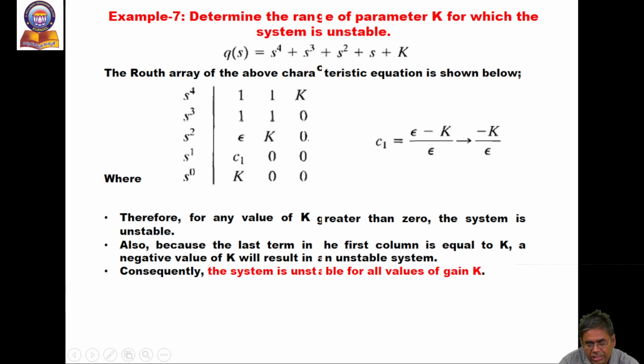Then find the range of k. You have s power 4 plus s k plus s squared, then epsilon, c1, where c1 is epsilon minus k divided by epsilon. Therefore, for any value of k, the 0 is generated and the system is in an unstable condition.